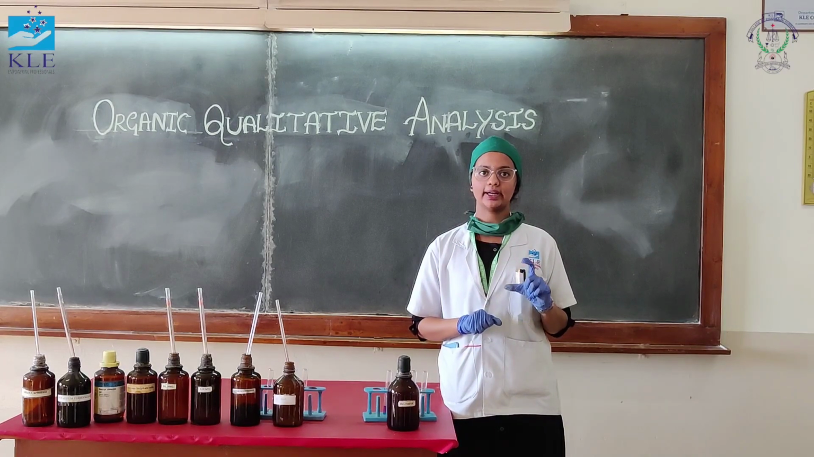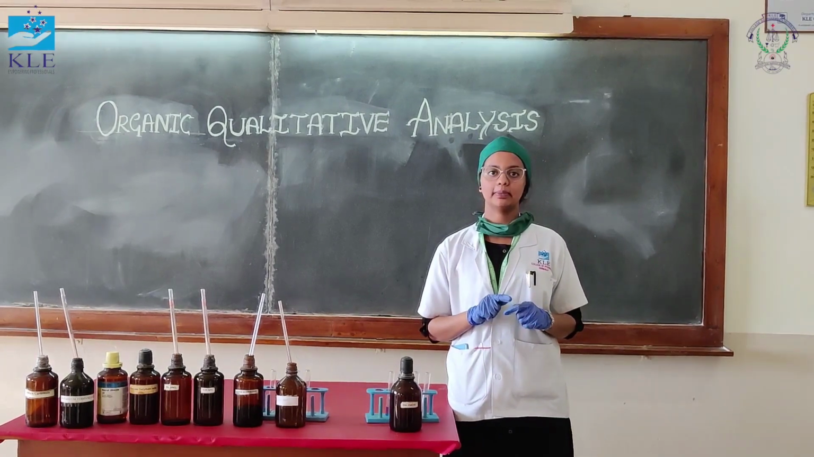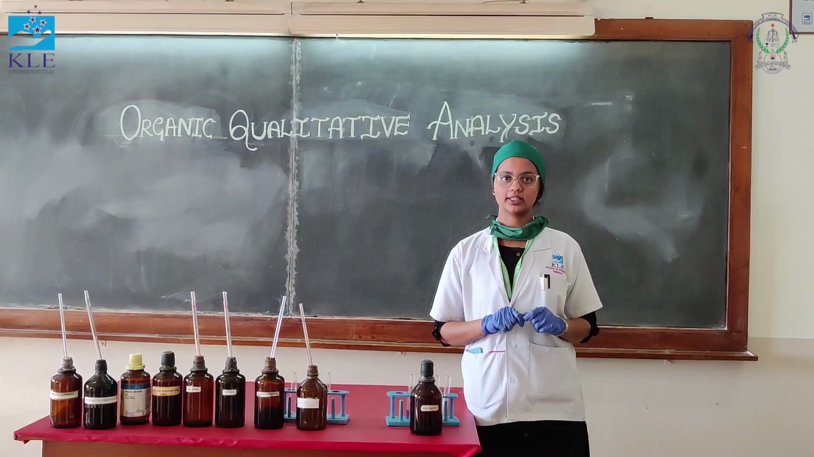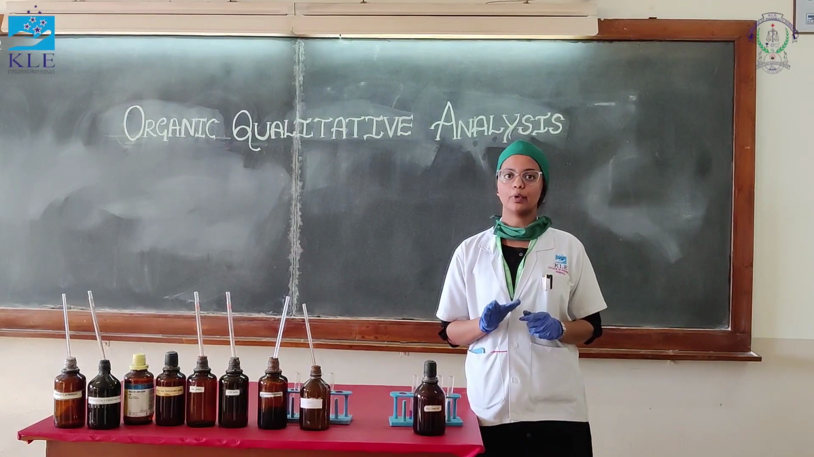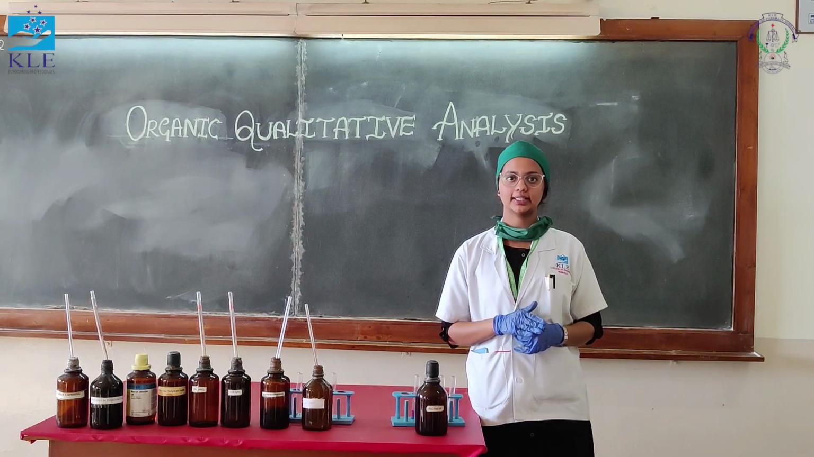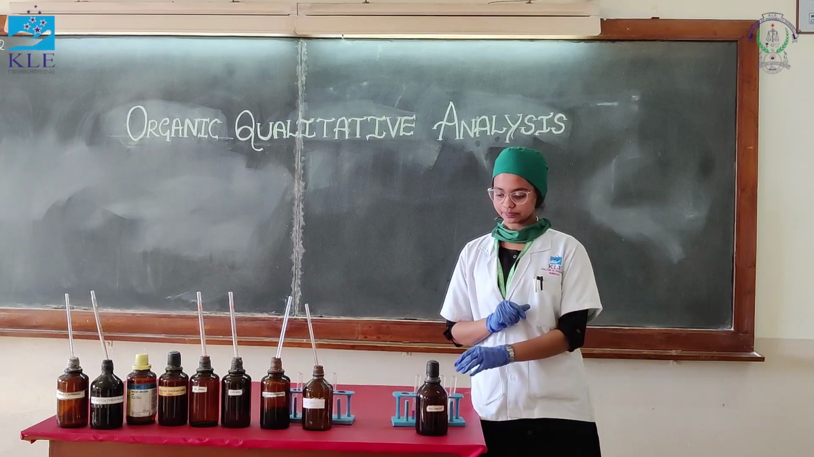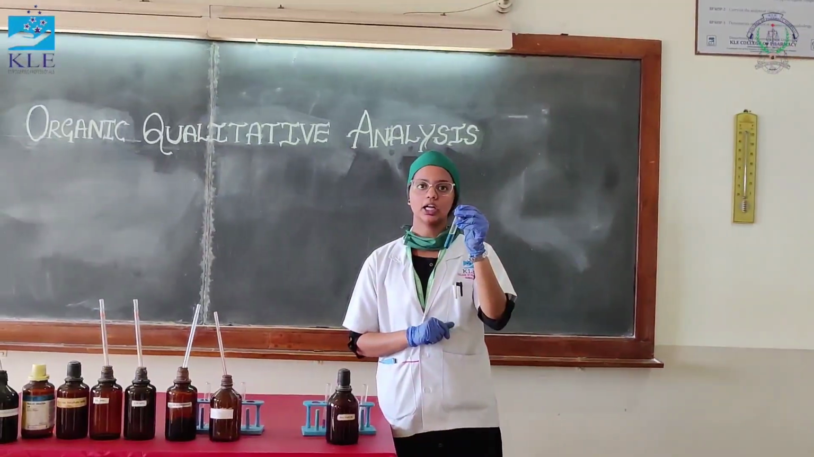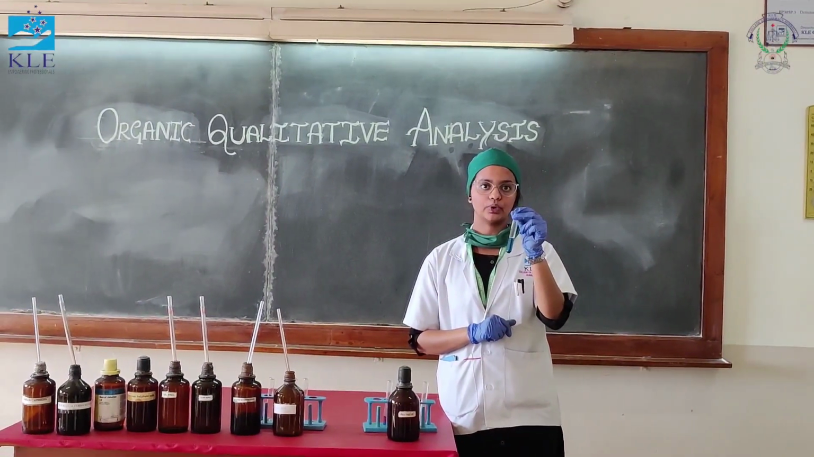First one is the test for nitrogen. In a test tube, add stock solution plus 1 ml FeSO4, that is ferrous sulfate solution, and 1 ml NaOH, that is sodium hydroxide solution. Boil the solution and cool it, then acidify with sulfuric acid, that is H2SO4. Then we will get a blue color solution. By this we can say that nitrogen is present in the given compound.